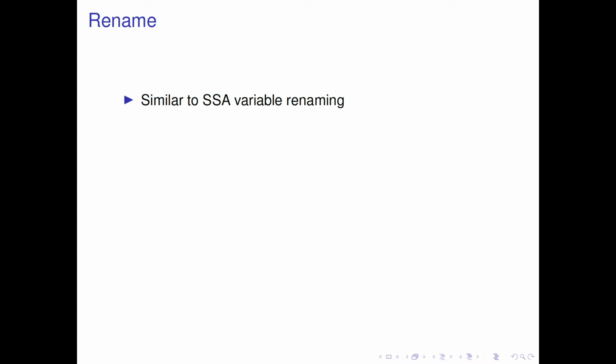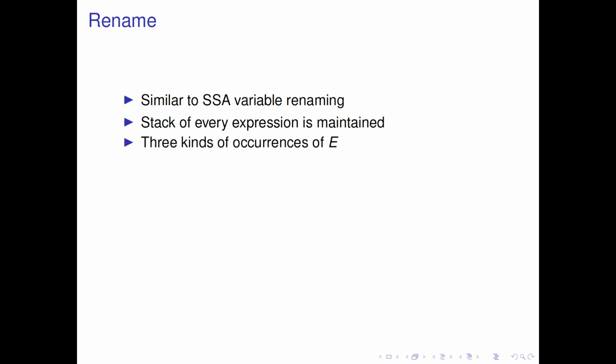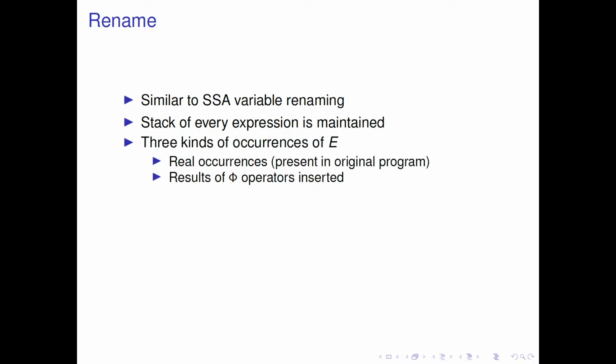Now you have to do renaming, which is also similar to SSA variable renaming. You have to maintain a stack of every expression, and then there are three kinds of occurrences. One is a real occurrence. In the program, as a programmer, you have written A plus B. The second occurrence is because the phi for A plus B has been inserted in the previous step, and the result of this you are looking at. And the third occurrence is because this phi will have operands which are also expressions, the same expression. All three represent the same expression.